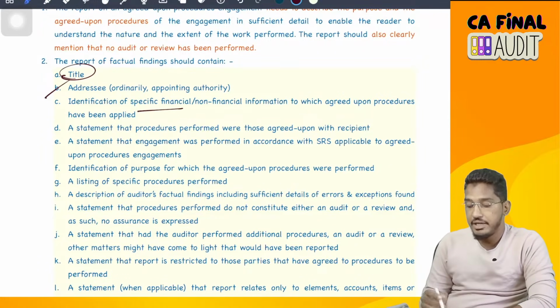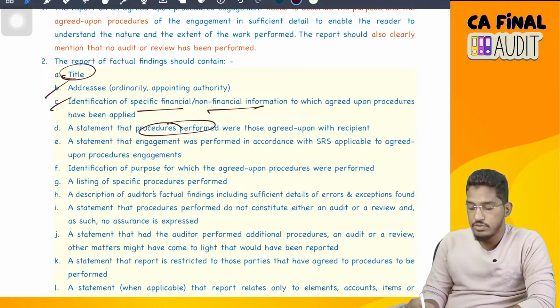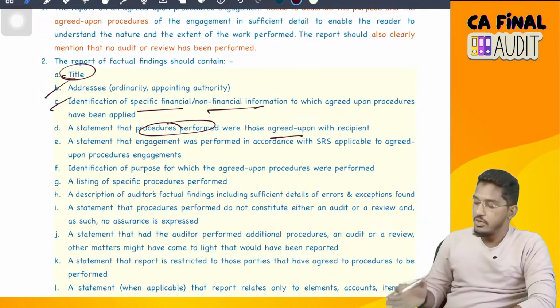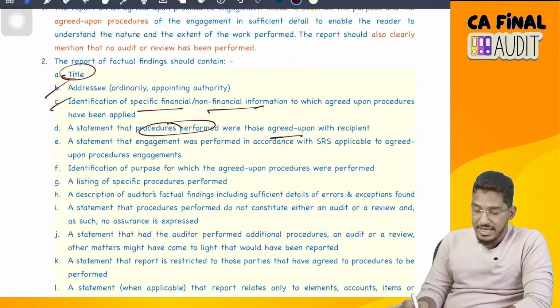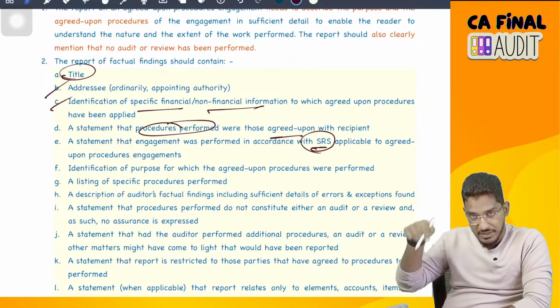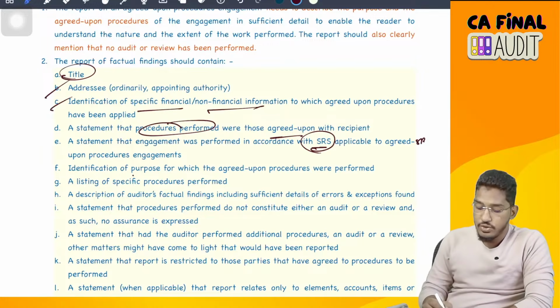You have to identify on which financial or non-financial information you have performed agreed upon procedures. That information you have to identify, and you have to mention a statement that you have performed only those procedures which you have agreed with the client. There is no freedom for you to choose the audit procedure. Only whatever you have agreed with the client, those procedures only you have performed. And you have to state that you have performed this engagement as per this SRS. Which SRS? SRS 4400.